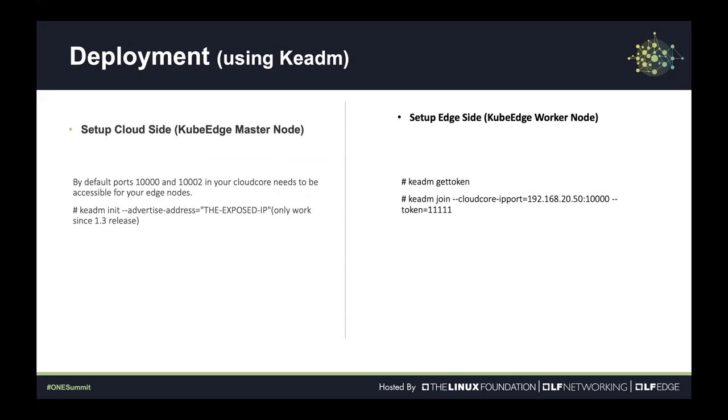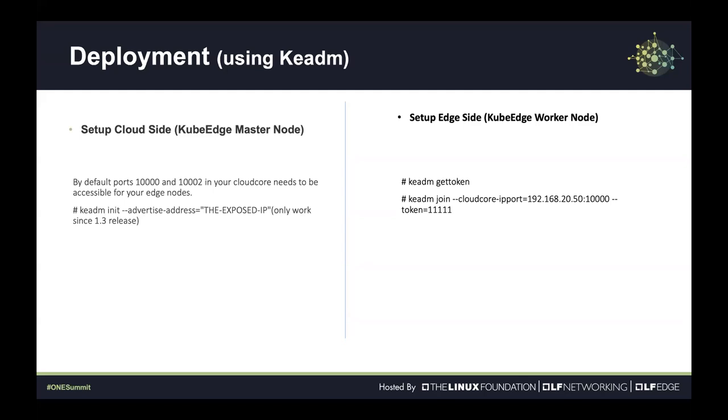Deployment. Just like Kubernetes, we built a new tool called kubeadmin, which we use to deploy Kubernetes. By default, before the 1.3 release, we only need one port, 10000, for your cloud core part. That's the endpoint for the edge to connect to the cloud part, so you only need port 10000 open.